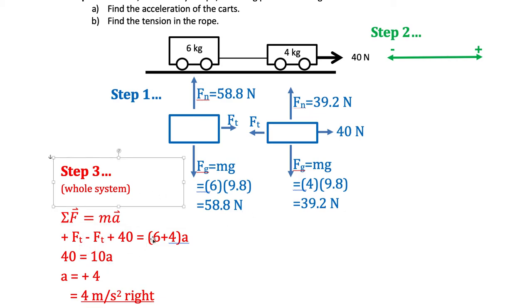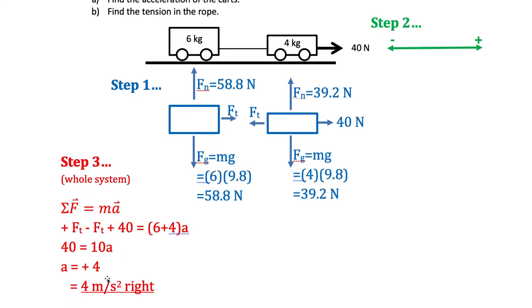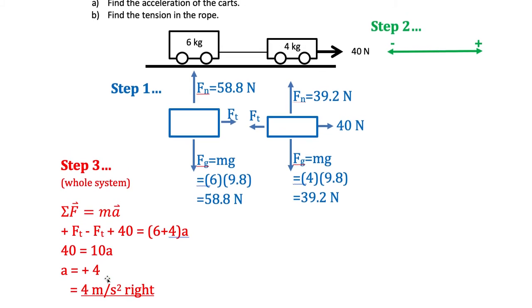Now, if we go through and solve this, plus Ft minus Ft, those cancel out. I'm left with 40 equals 6 plus 4 is 10 times A. Then if I solve for A, it's going to be positive 4. If I'm just putting that number into a calculator, positive 4 is great. If I'm reporting that number to a human being, I'm going to state it as 4 meters per second squared, right.